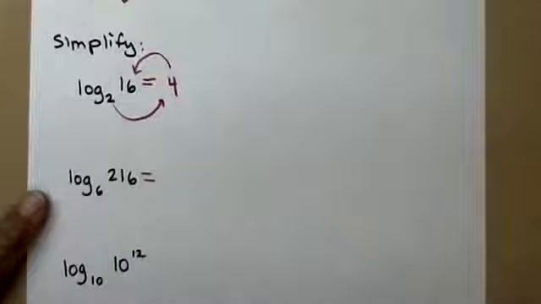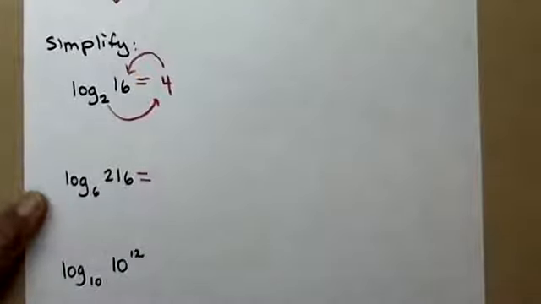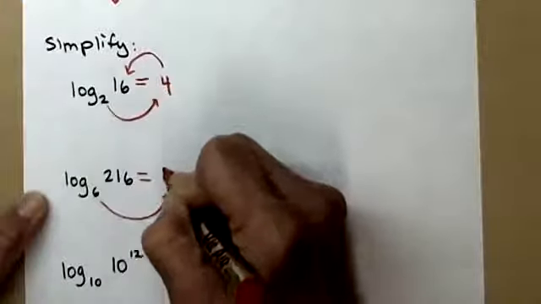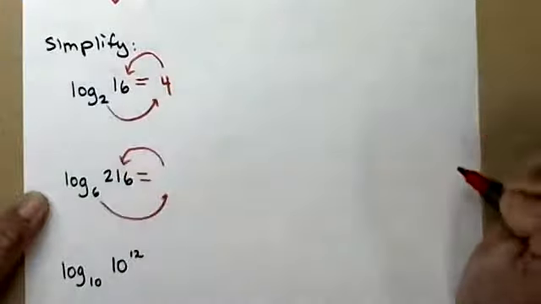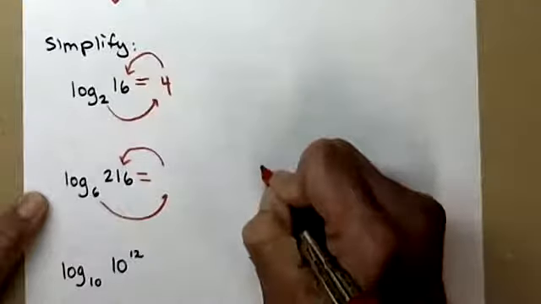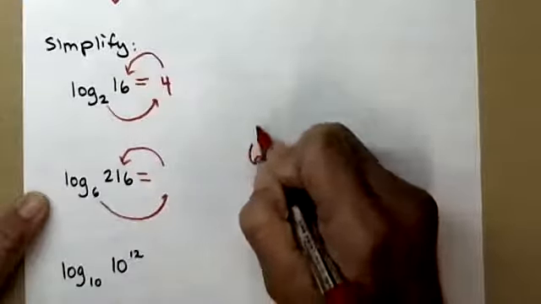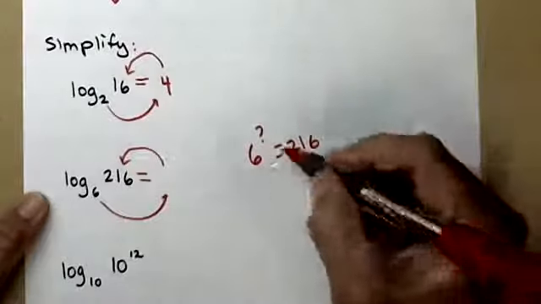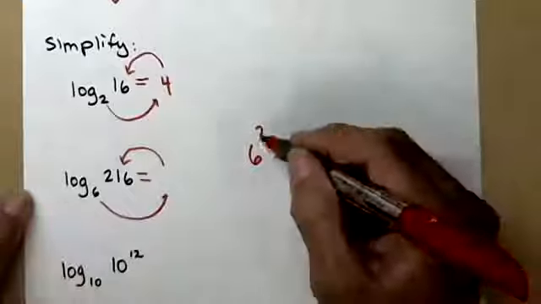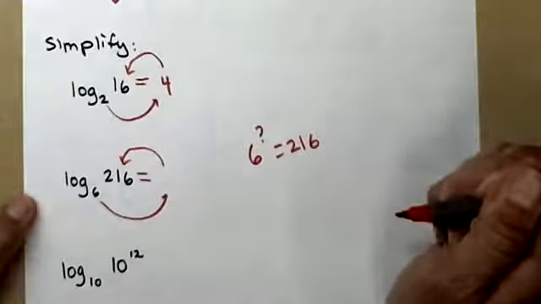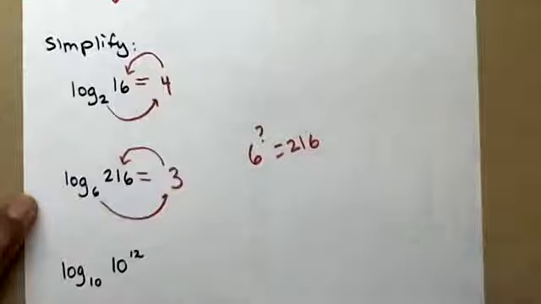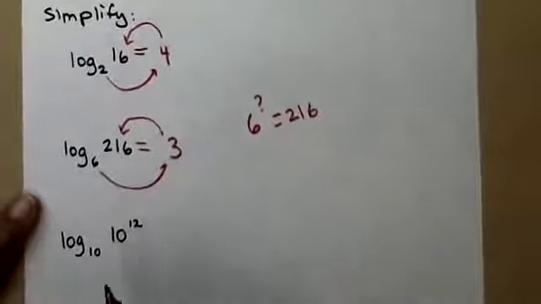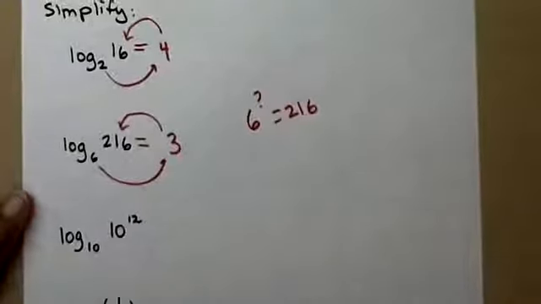Log base 6 of 216 is, okay, so either you have a little counterclockwise circle, 6 to the what? Or off to the side you say, 6 raised to what power gets me 216? Your answer to simplifying this is that exponent. 6 raised to what power to get 216? 3.